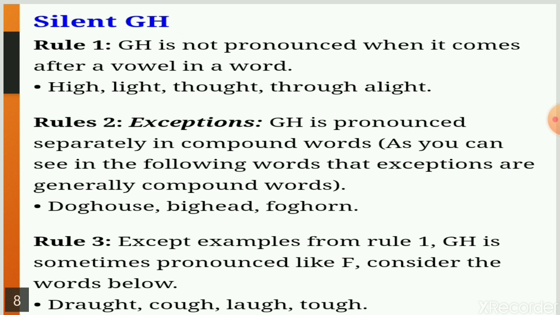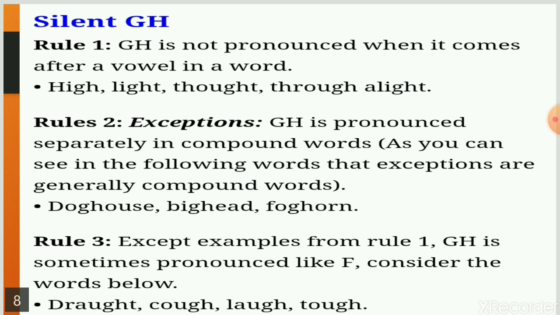Now rule 3. Except for the examples from rule 1, GH is sometimes pronounced like F. Consider the words below. Sometimes GH is silent, and sometimes GH makes a sound that is like F.